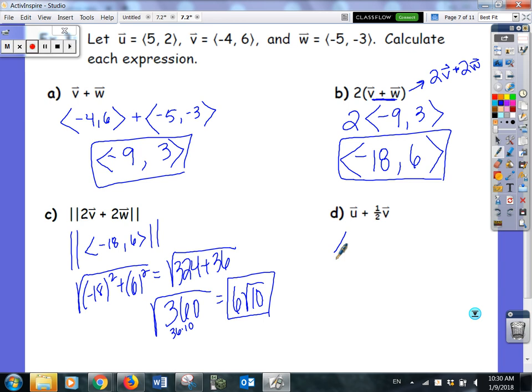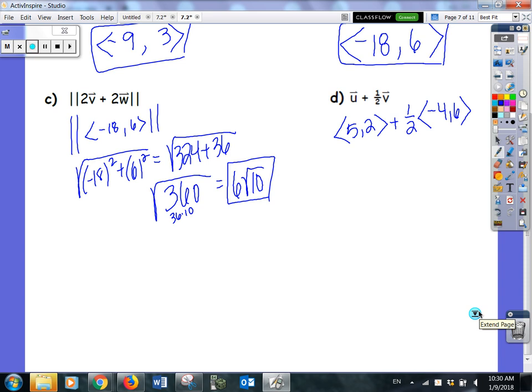And then here we have u, which is 5, 2, plus 1/2 of v, which is negative 4, 6. Once again, if you tend to make careless errors, don't try to do it in your head and get through it quickly and make a simple error that can cost you 2, 3, 4, 5 points. Write it down so you don't make an error. So we have plus, negative 2, 3. We distribute that 1/2 in right there. We can't add these two and then multiply by 1/2. That's not following order of operations. Still order of operations, PEMDAS. We have to multiply before we add and subtract.